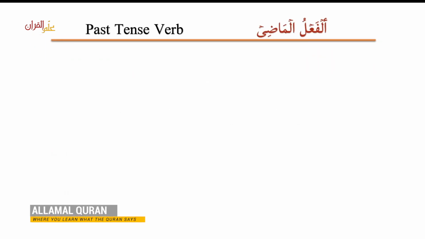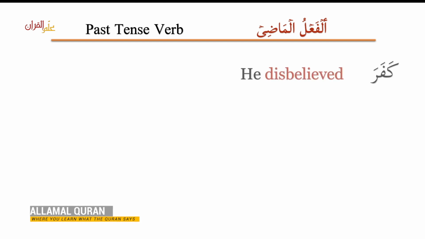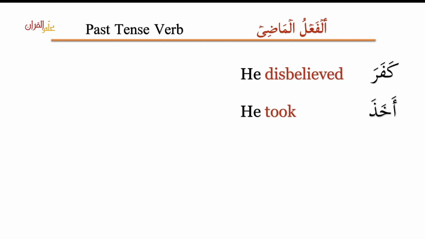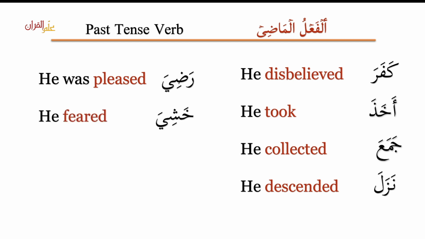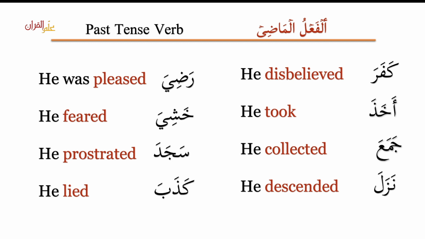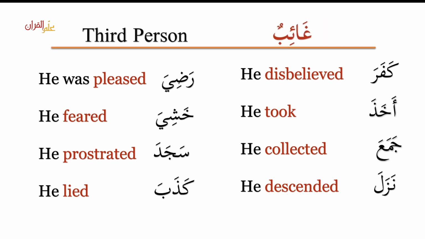In the previous lessons, we have learned الفعل الماضي, past tense verbs. كفر, he disbelieved. أخذ, he took. جمع, he collected. نزل, he descended. رضي, he was pleased. خشي, he feared. سجد, he prostrated. كذب, he lied. And they were all third person غائب.